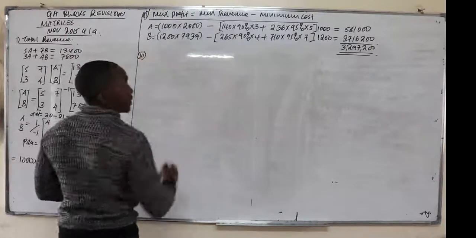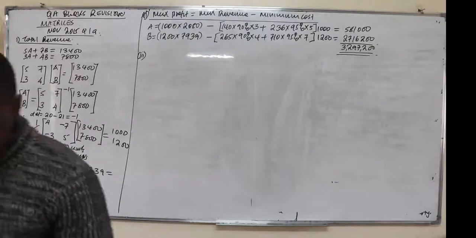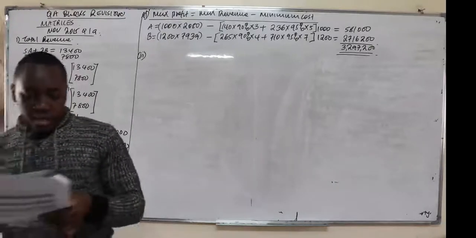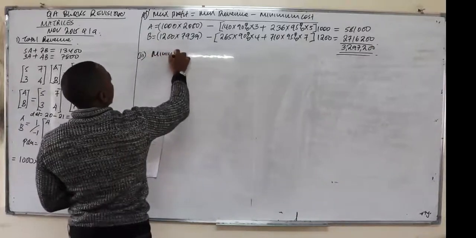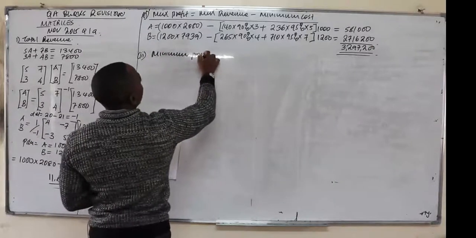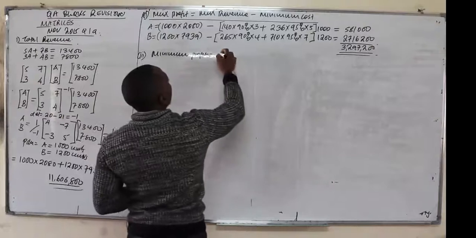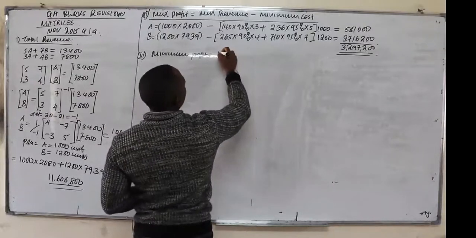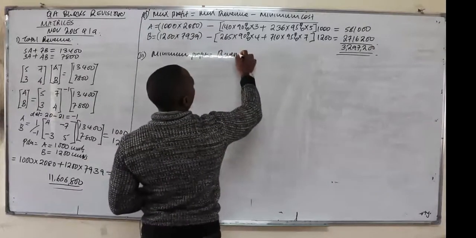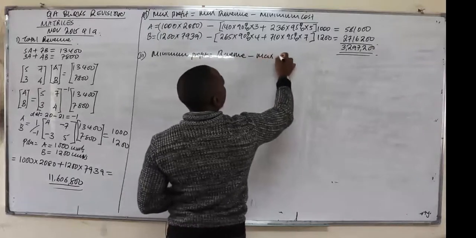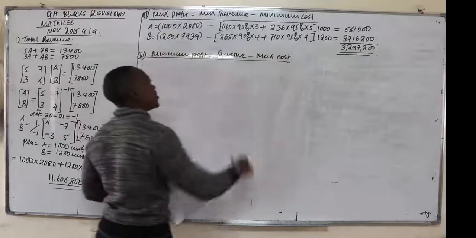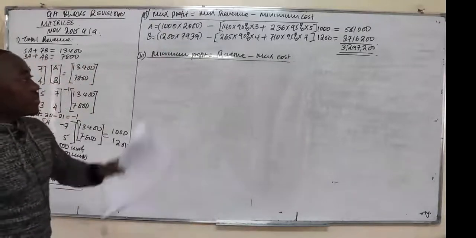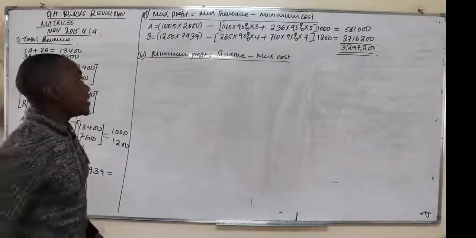Let's answer number 3. Number 3 is expected minimum profit. So how do we get the minimum profit? To get the minimum profit, you take the revenue minus maximum cost. In this case, you expect the cost to go up. That's how you get the minimum profit. You take the revenue, you deduct the maximum cost.